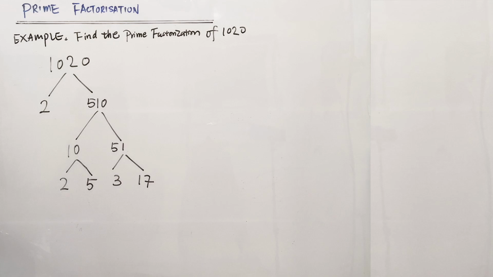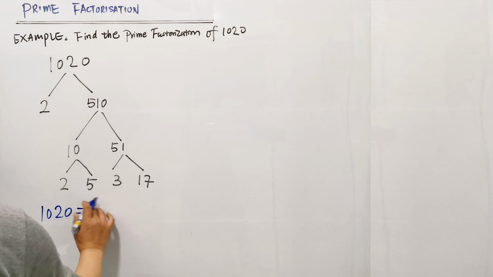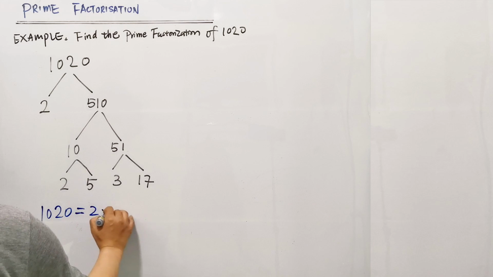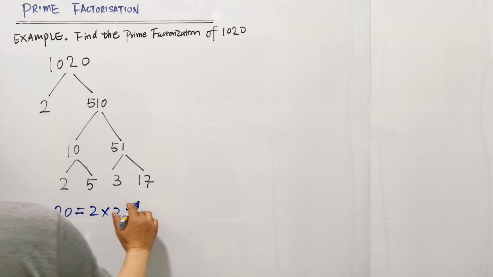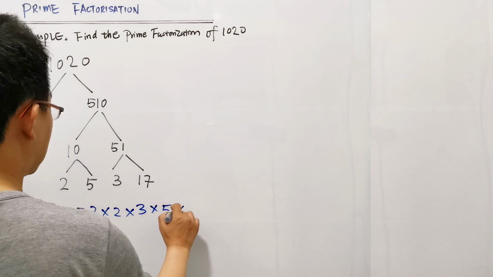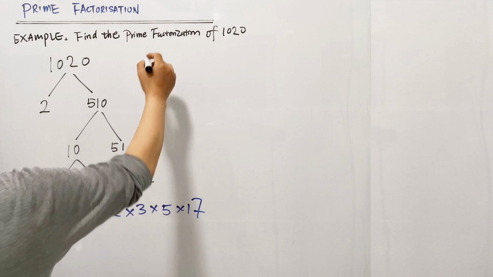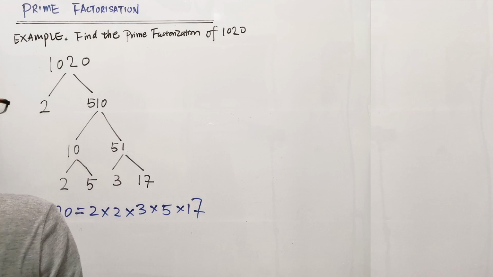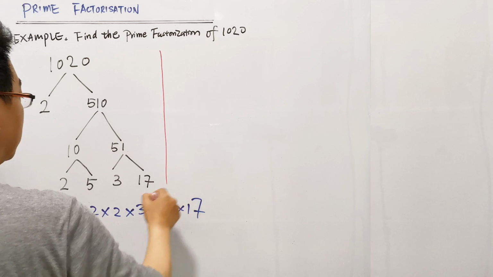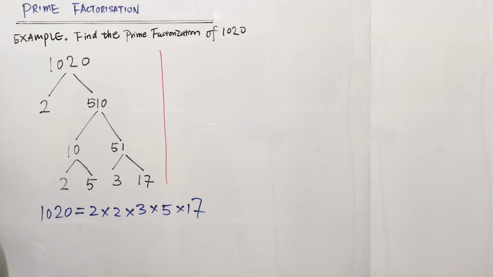So in this case, we can write 1020 as 2 times 2 times 3 times 5 times 17. Can we write it in this way? This is method 1. We also have another way to express this.